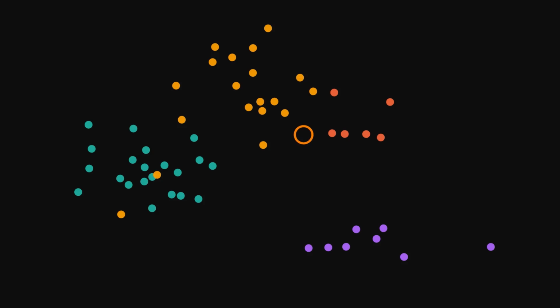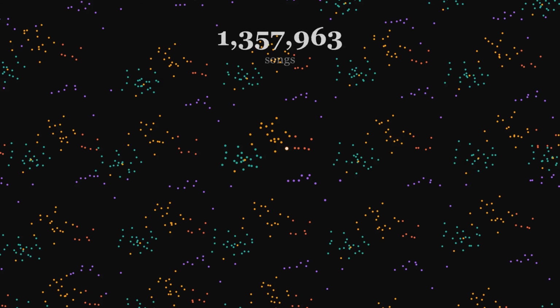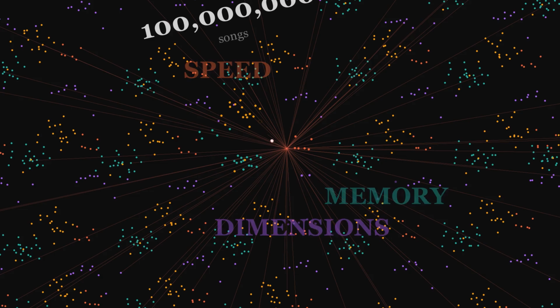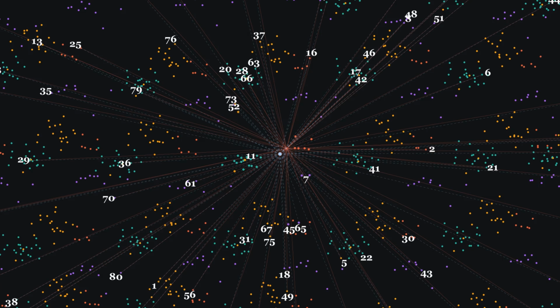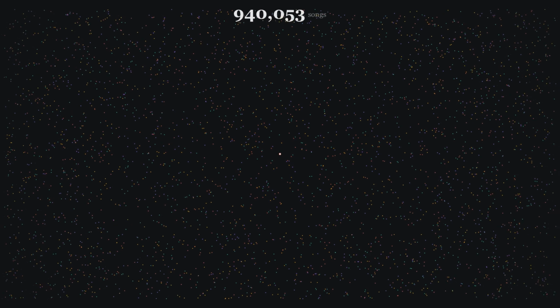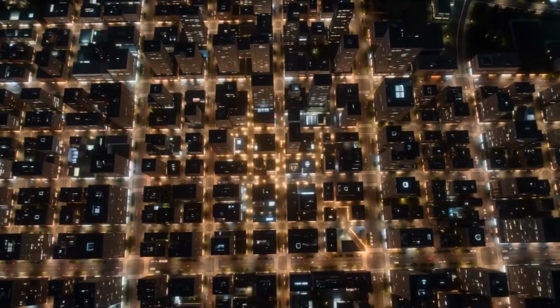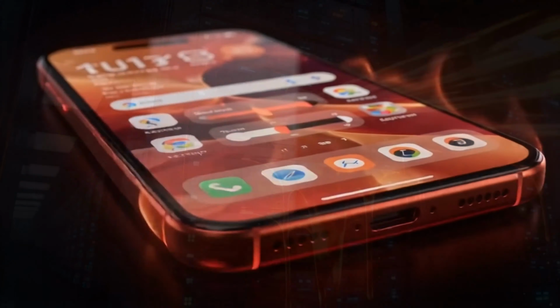Okay, so if it's this simple and it actually works, why doesn't Spotify just run KNN? Because at their scale, it doesn't just slow down. It breaks in 3 different ways. Every prediction in KNN means measuring distance to every training point. 1,000 songs, 1,000 calculations. Fast. 1,000,000 songs, 1,000,000 calculations. Slower. 100 million distance calculations every time you press play. For every one of their 500 million users, simultaneously. The math doesn't work. The servers would melt. Your phone would heat up before the song even started.